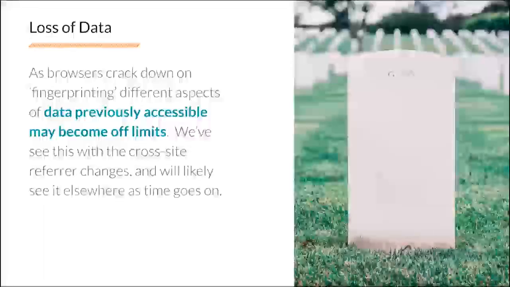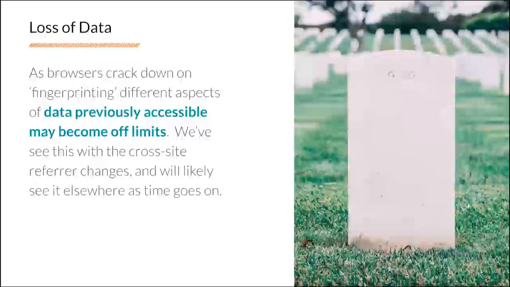The one thing that is consistent and we are going to see is a continued loss of data. So data may become off limits. We saw this previously when Google stopped showing keywords for search results. We're seeing this more recently that you can't get the path for referrer information.